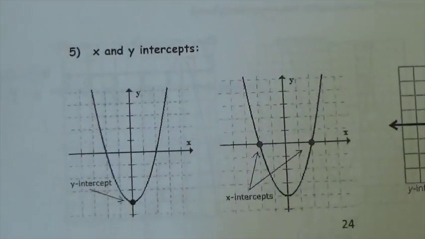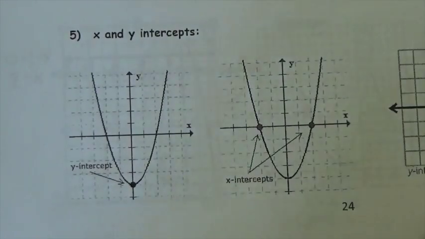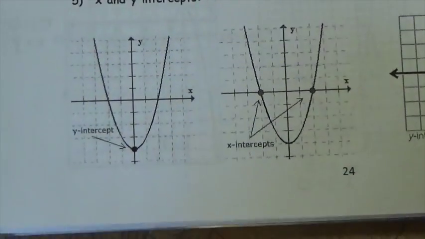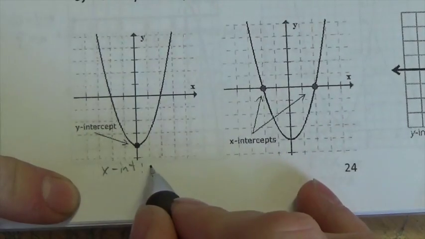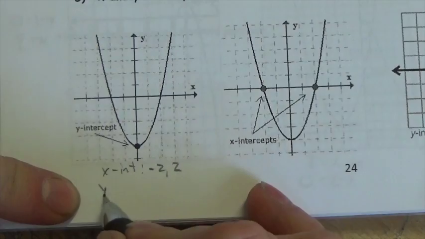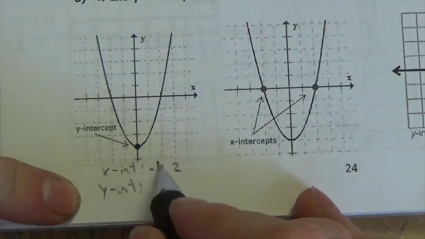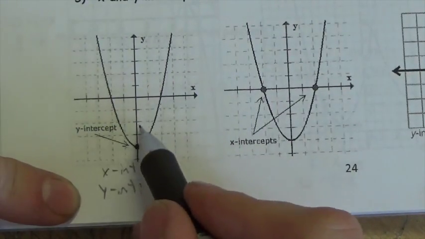Now, finally, I want to talk about x and y intercepts here. And this is no different than you would have done in Math 10. So here, my x-intercepts for this one, for example, will be negative 2 and positive 2. My y-intercept here is going to be, what is that, negative 4. 1, 2, 3, 4, yeah.